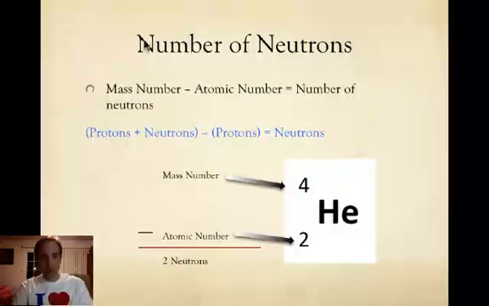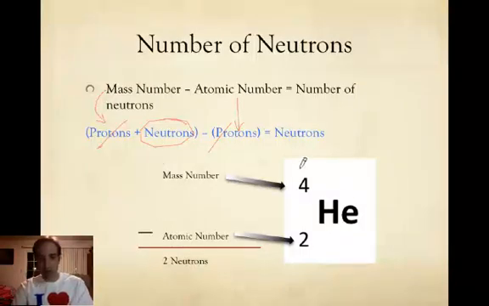And if we look at those numbers, it turns out we can use that to determine the number of neutrons. The mass number minus the atomic number will give you the number of neutrons. Why? Well, the mass number is really equal to the number of protons plus the number of neutrons. The atomic number is just the number of protons. So if we subtract, the protons will cancel out and you're left with neutrons.